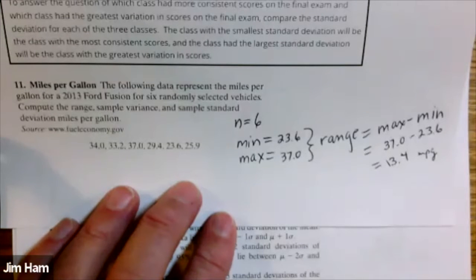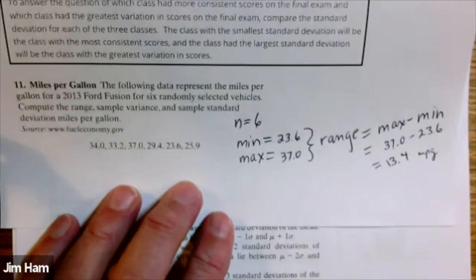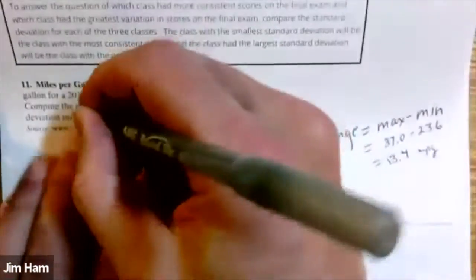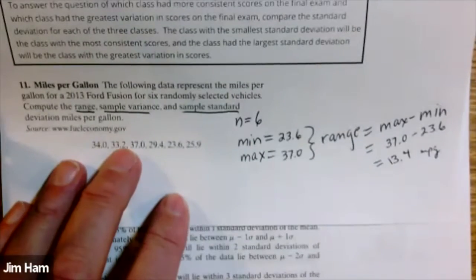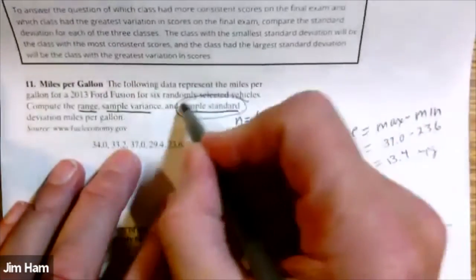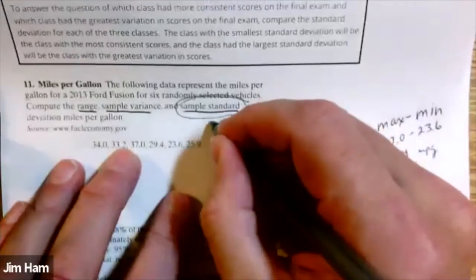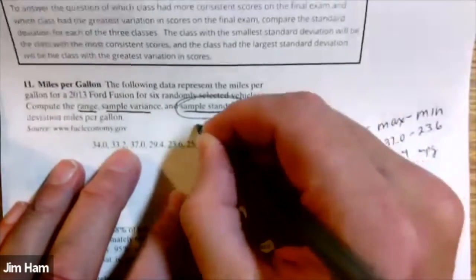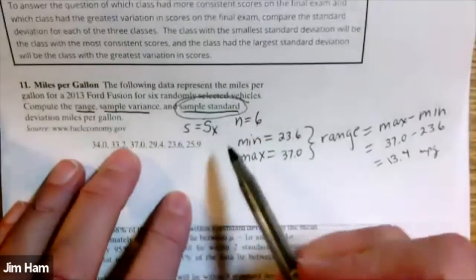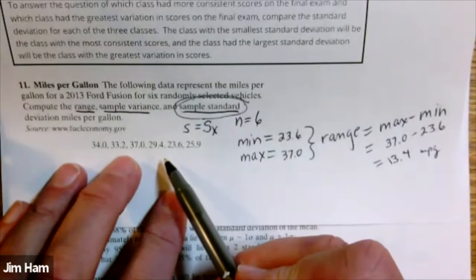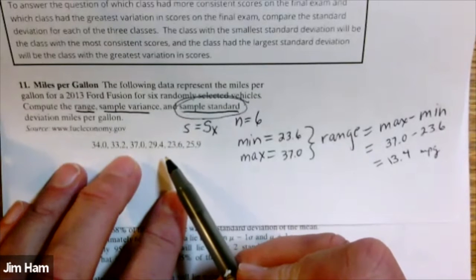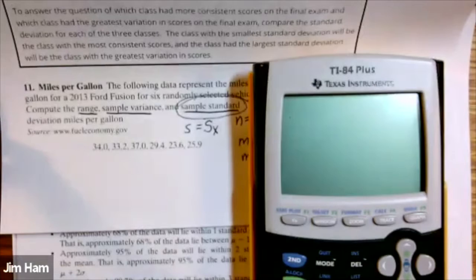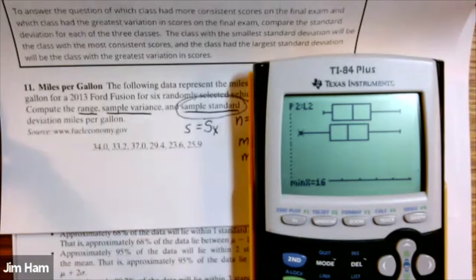Now, if we're going to calculate the standard deviation, we're going to use the technology to do that. So we have range, sample variance, and sample standard deviation. The calculator only gives us the sample standard deviation, and the variable that it uses for that is SX. In our formulas, we just call it S. So let's enter these 6 data values into the calculator and calculate the standard deviation. All right, here we go. Get your calculator out. It's what you should do on every one of these.